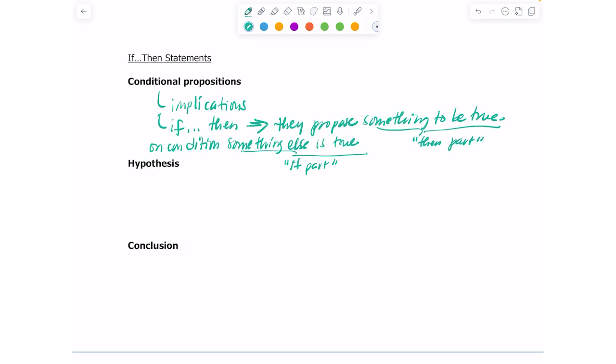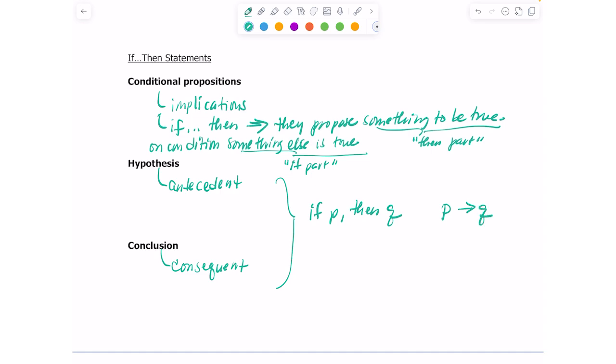Every conditional statement has a hypothesis. It's also known as the antecedent. The prefix ante means before, right? And it's also made up of the conclusion, which we call the consequent. So think of it like this: if P, so whatever statement you want to fill in for P, then Q. The way we would write that in symbols is we would use an arrow. So that means if P, then Q. P is the hypothesis. Q is the conclusion.